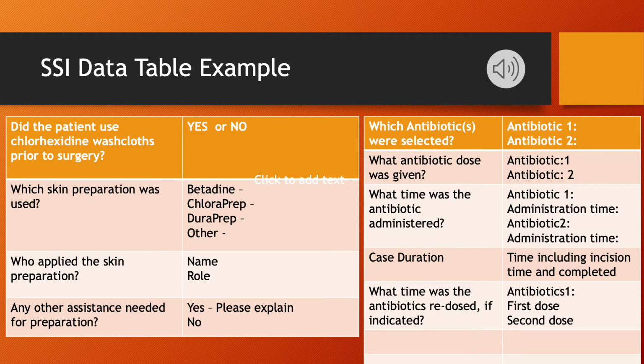On this slide, we've put the two main points of pre-op wash and antibiotics. We would like to investigate which skin preparation was used, who applied the skin preparation, and any other assistance required for this preparation. If so, we would like it explained further. With the antibiotics, we want to know different surgeons' approaches. Are they using one type of antibiotic, two types of antibiotics, and what time was the antibiotic administered?